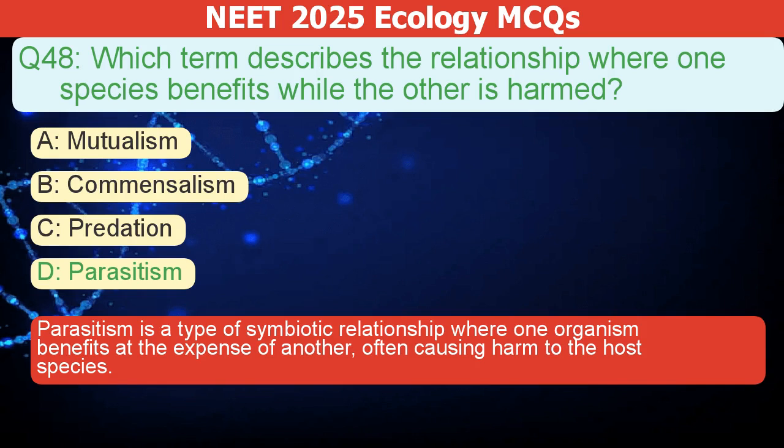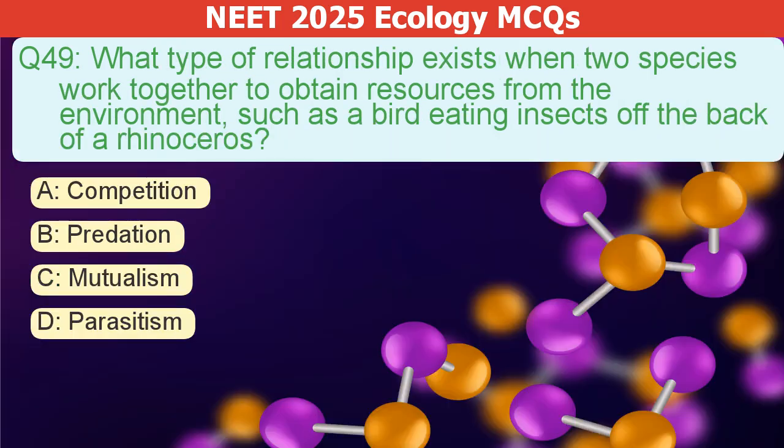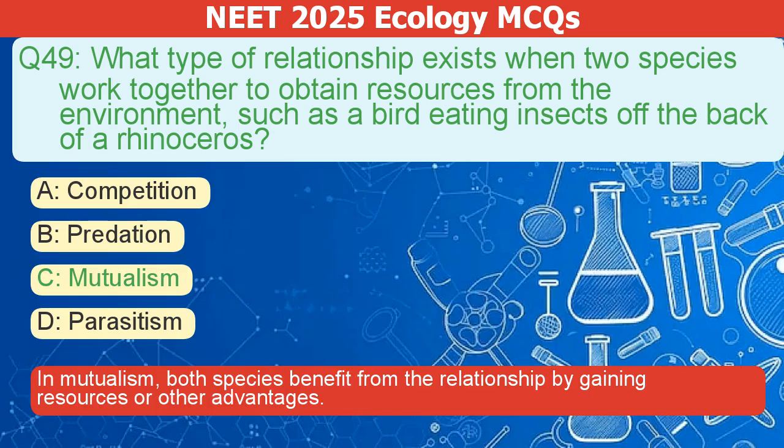What type of relationship exists when two species work together to obtain resources from the environment, like a bird eating insects off a rhinoceros back? A. Competition. B. Predation. C. Mutualism. D. Parasitism. The correct answer is C. In mutualism, both species benefit from the relationship by gaining resources or other advantages.